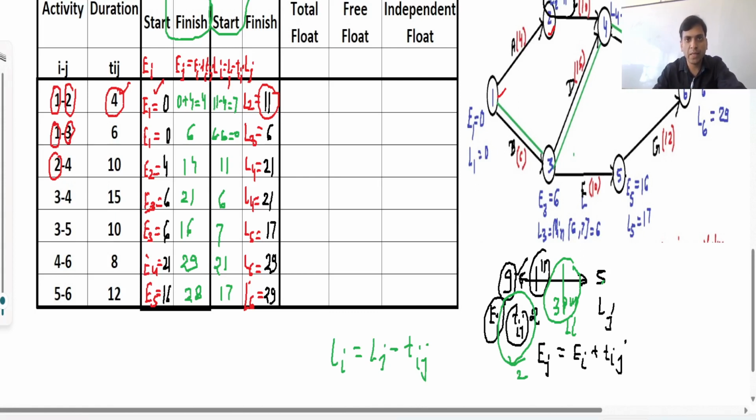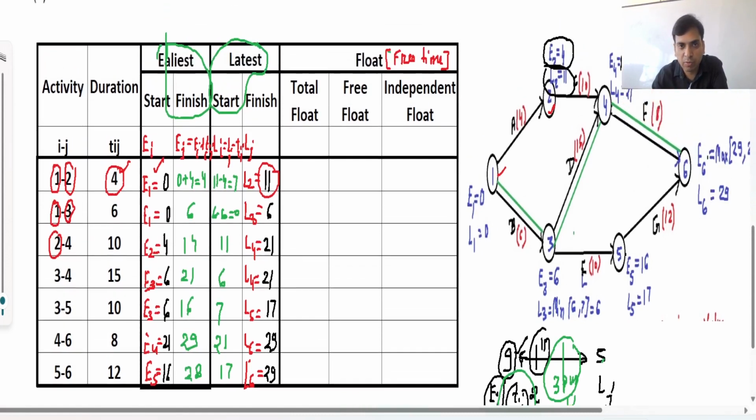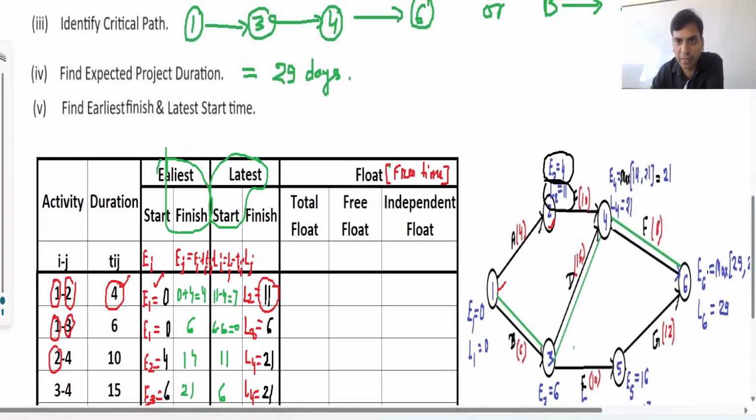So float means free time. This is free time, and there are three types of free time. First is total float. First, what is total float and how will we find it? We are discussing this total float with this 2 to 4 activity. For this 2 to 4 activity, then we can find it for the others easily.